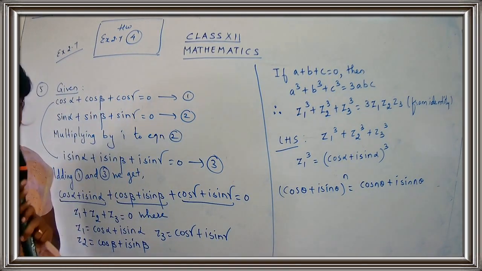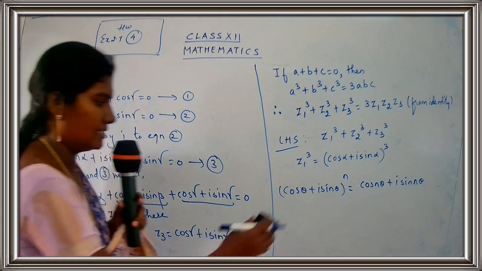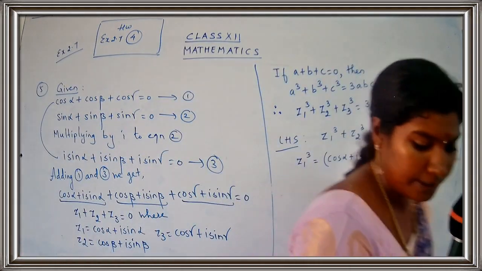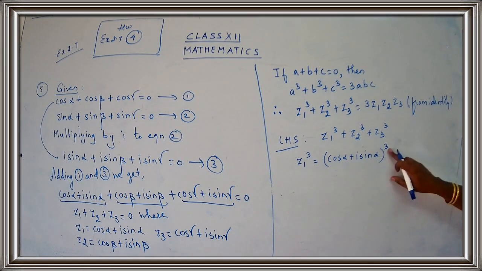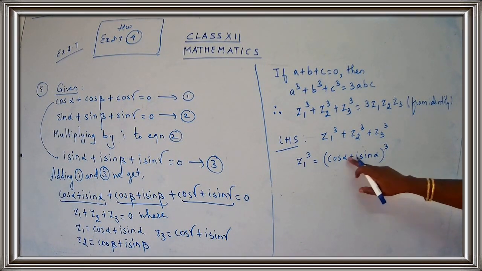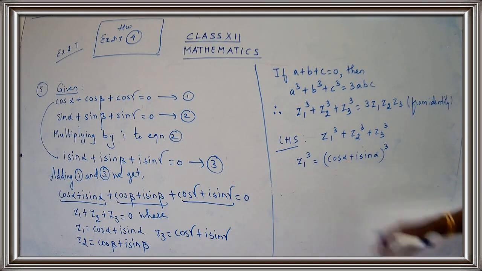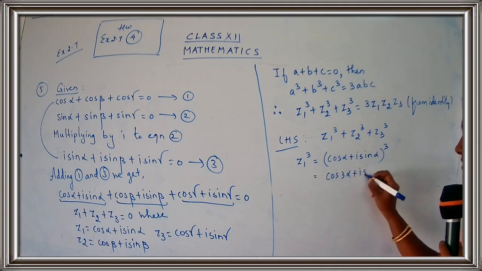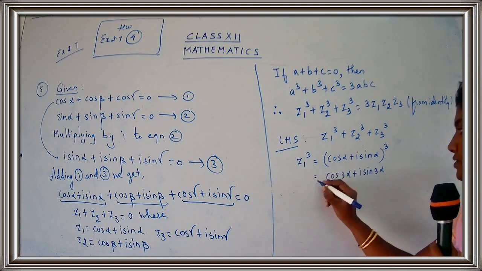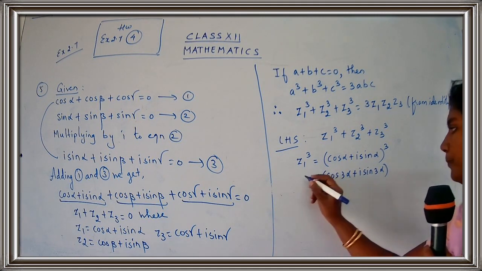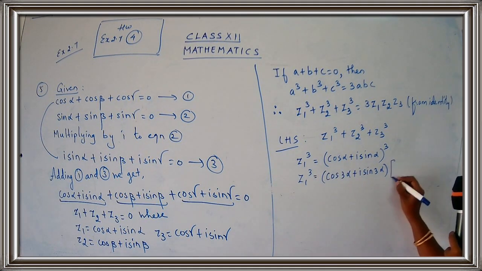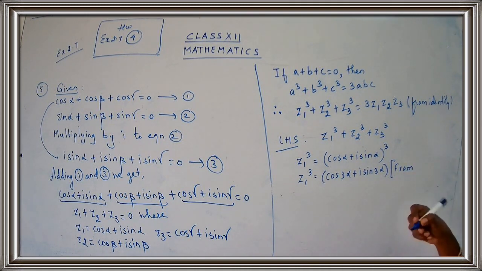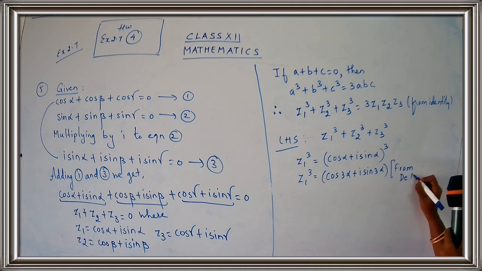Now we are going to use this theorem for finding the answer. So let's find the answer. So what will be the answer, children? I told you that n will be added along with the theta, and here in place of theta we have alpha. So what do you get here? This is equal to cos 3 alpha plus I sin 3 alpha. So this is the answer for Z1 cube. I'll put here, from which theorem am I getting this? From De Moivre theorem. Okay.